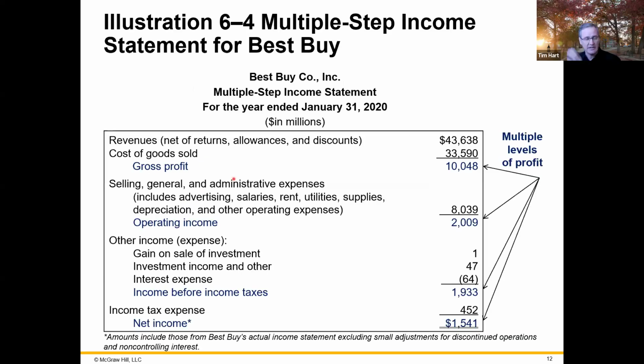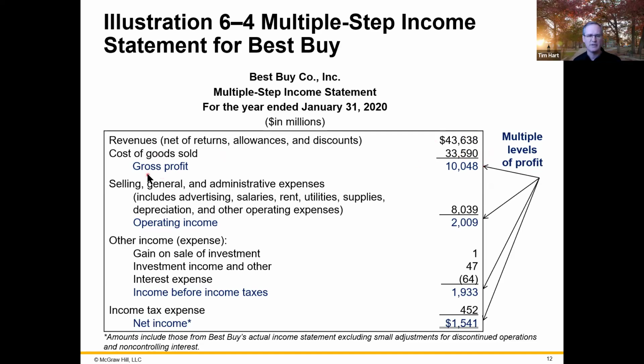Okay, so here's what this looks like. Let's take a deep breath. Multi-step income statement here showing different levels of profit. So all the revenue we've sold minus what we just looked at in the last chapter, net of these contra accounts, returns, allowances, and discounts. And here's that new term, the cost of goods sold. How much did those things cost us that then we sold? So that's our gross profit.